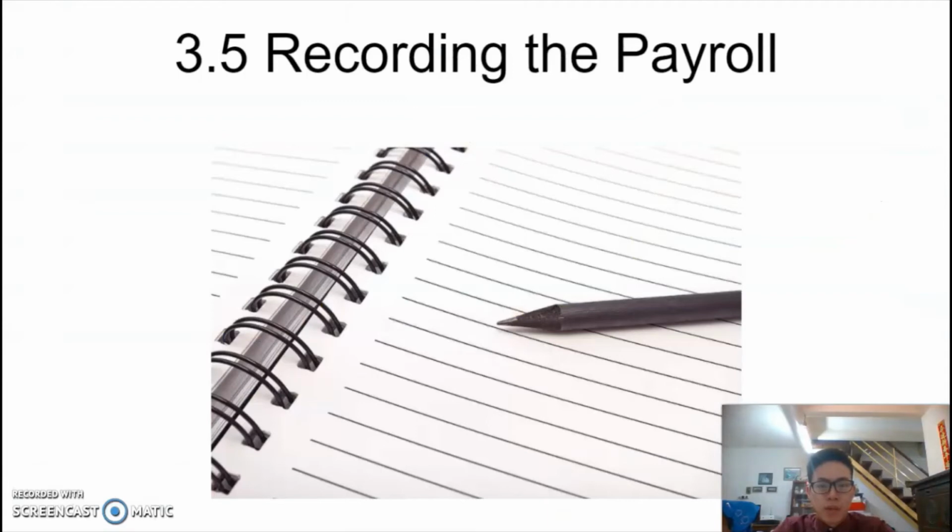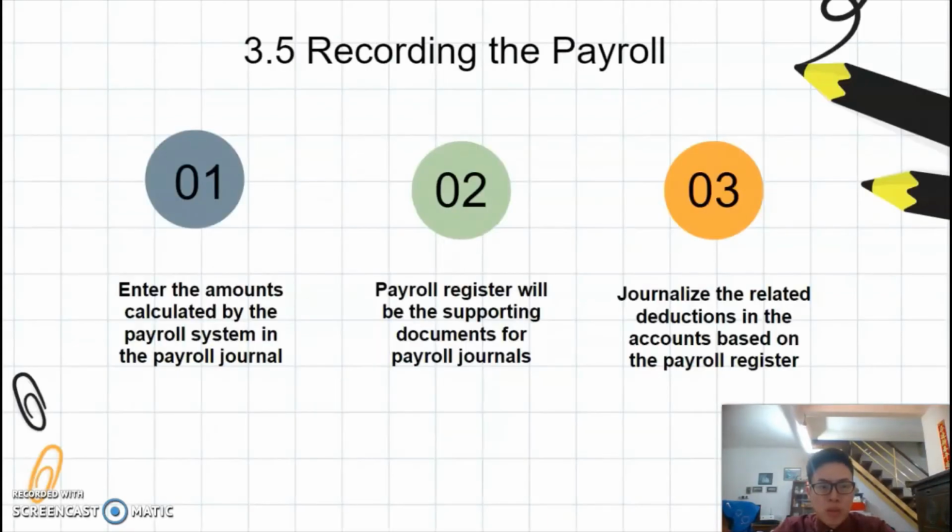And the fifth one will be recording the payroll. First, we need to enter the amounts calculated by the payroll system in the payroll journal. After that, the payroll register will be the supporting document for payroll journals. Then the payroll department will need to journalize the related deductions in the accounts based on the payroll register.